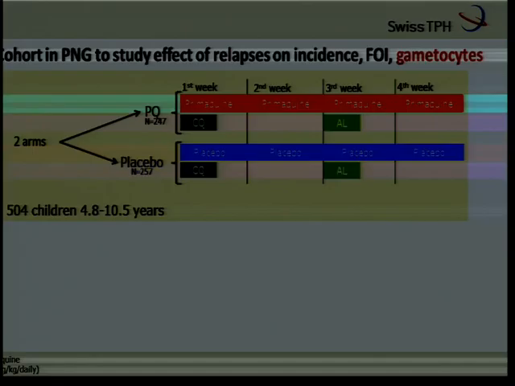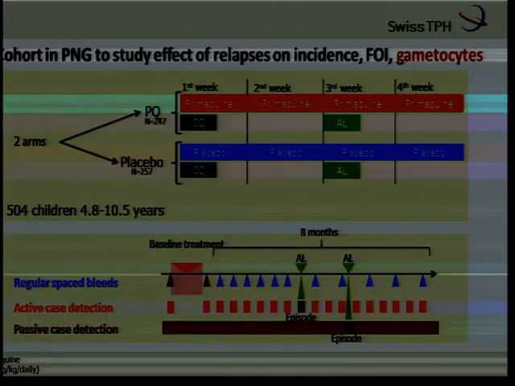There were 500 children enrolled in that cohort study over 8 months, aged 5 to 10 years. So there was dense sampling, but possibly not dense enough, as we know now. That was the baseline sample, then this 4-week treatment, and then 2-weekly bleeds, and after this, 1-monthly bleeds. In parallel, there was active case detection and passive case detection, so we have sampled all cases as well.